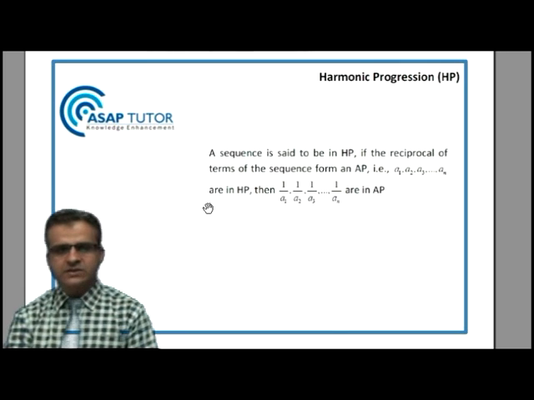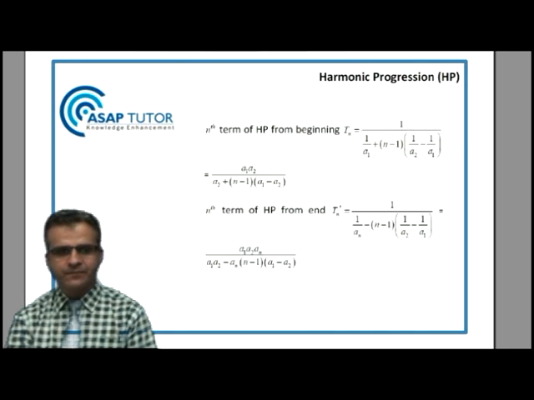Now the next is the harmonic progression. A sequence is said to be in harmonic progression if the reciprocals of the terms of the sequence are in AP. That is, the terms a1, a2, a3 and so on up to an will be in HP or harmonic progression when 1 by a1, 1 by a2, 1 by a3 and so on up to 1 by an are in AP or arithmetic progression. That is, they will be having a common difference.